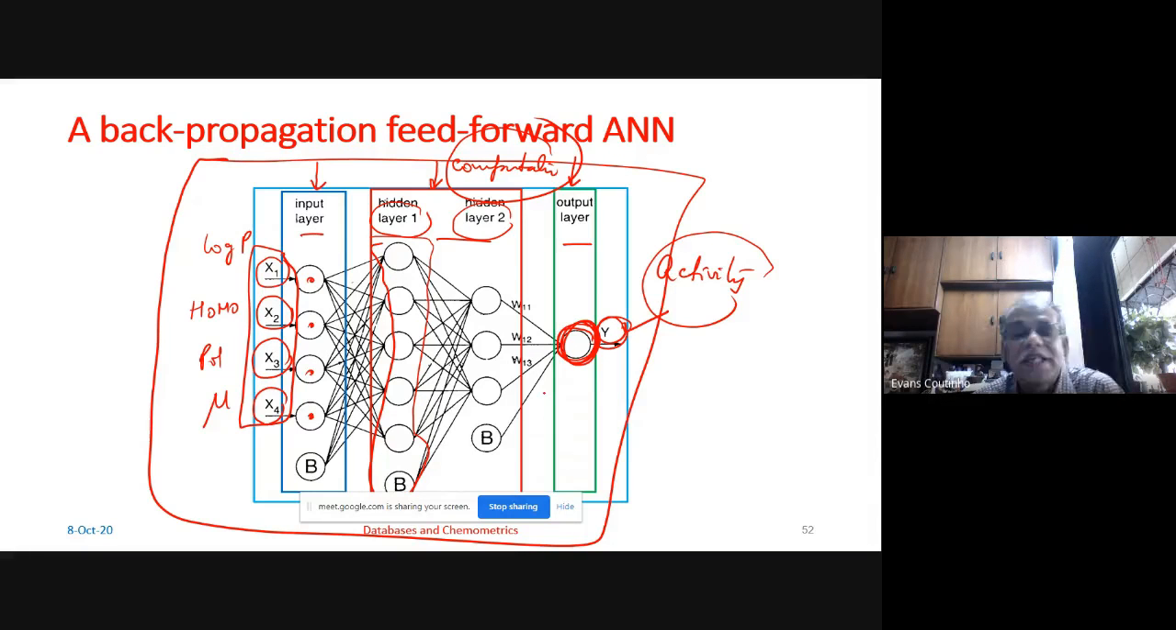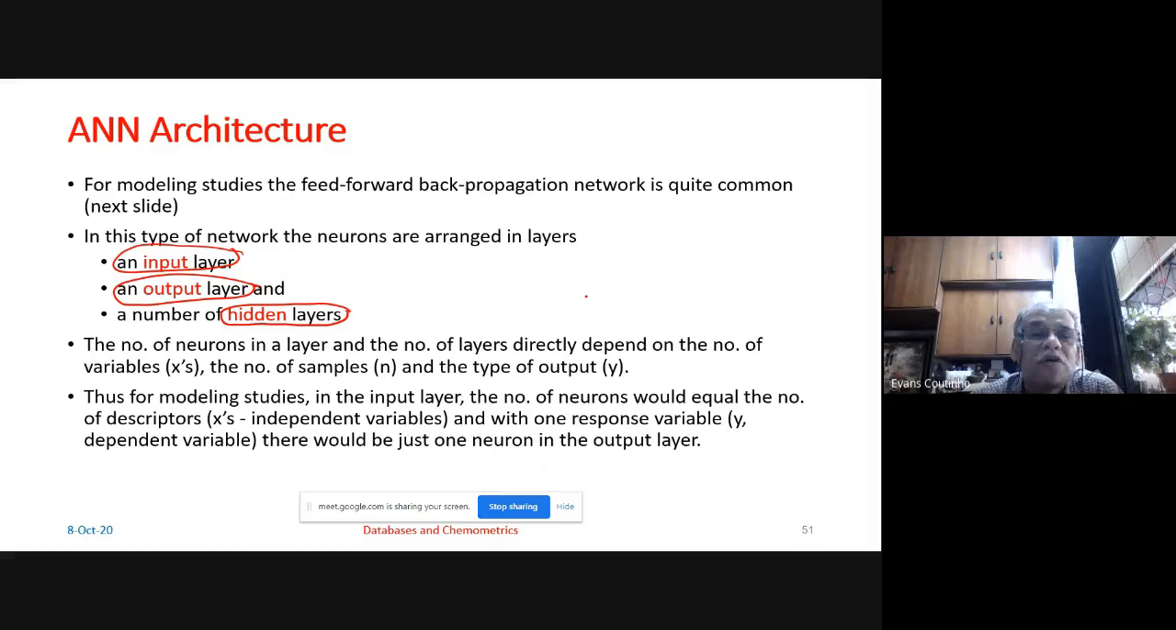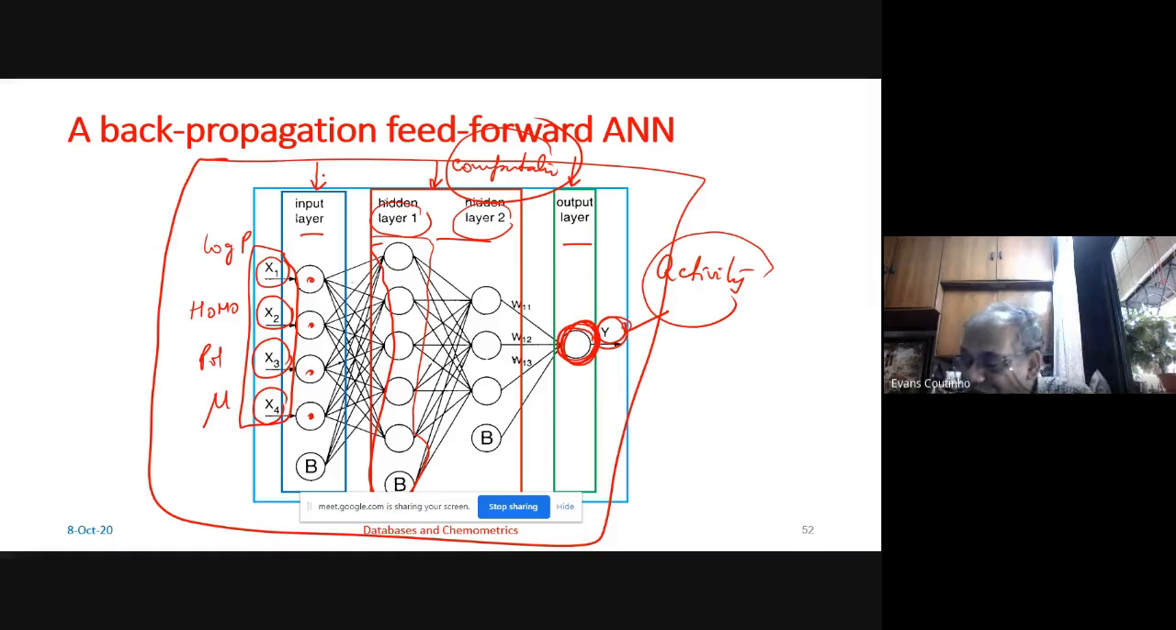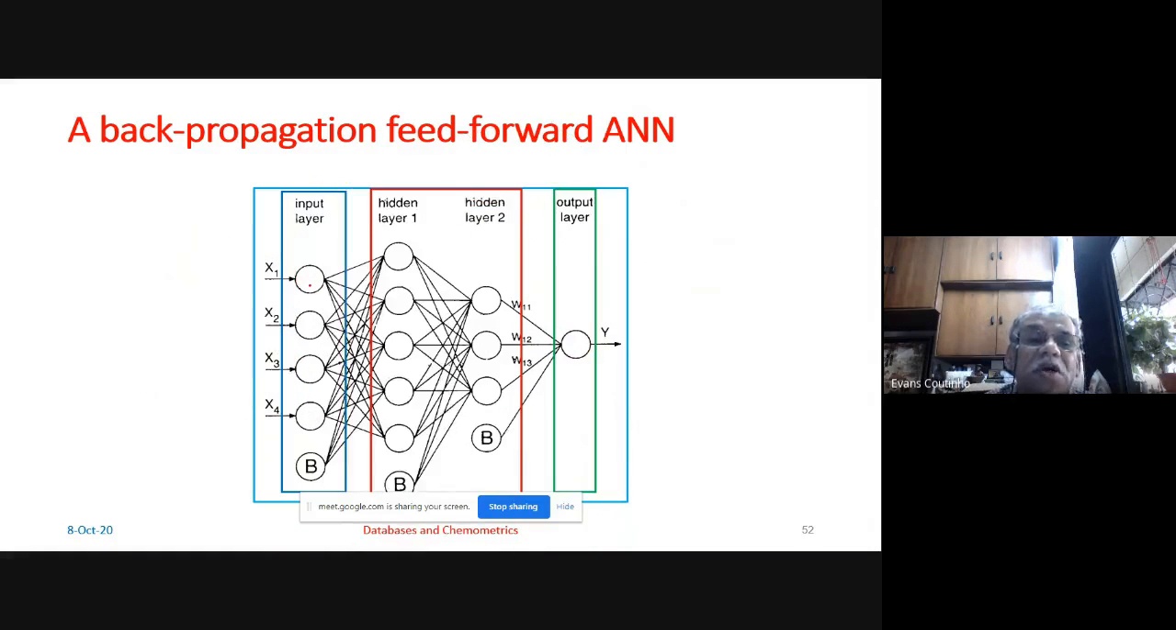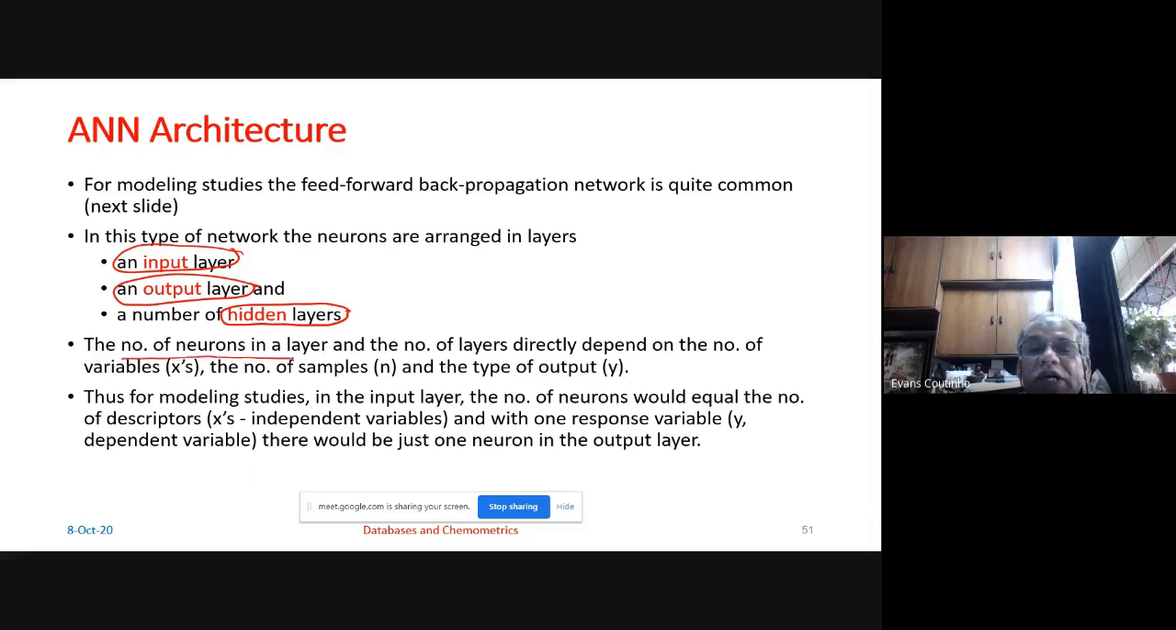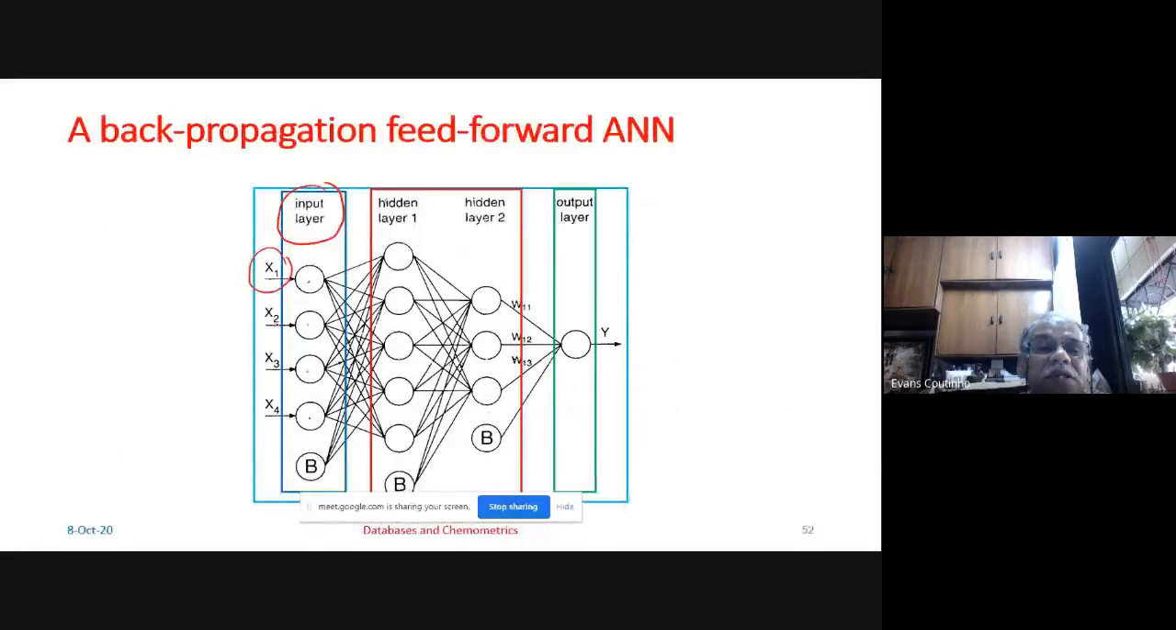And how many neurons are there in the hidden layer is as follows. Let's look at this. How many neurons should be there in each layer? In this figure, we have seen 1, 2, 3, 4 neurons inside the input layer. The rule is as follows. The number of neurons in any layer is directly dependent on the number of variables. Here, as you can see, I'm using 4 variables to develop my endpoint.